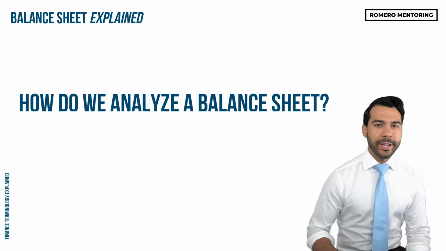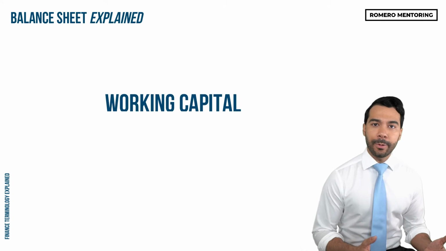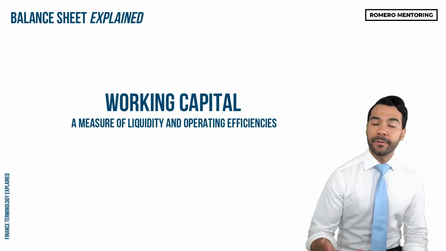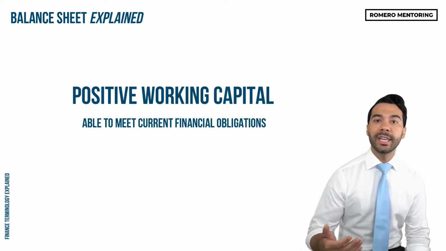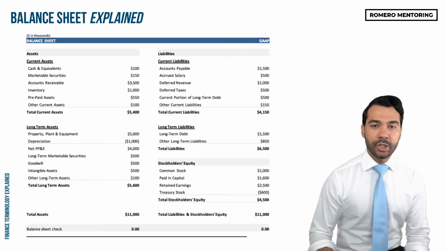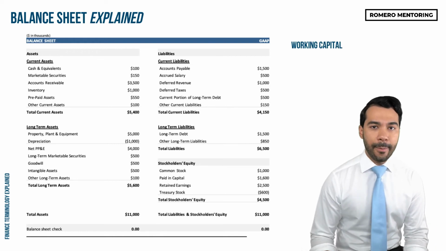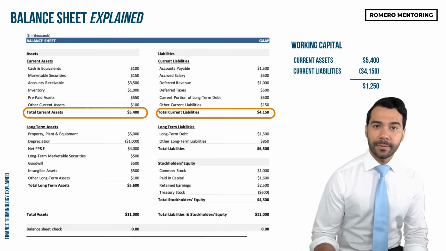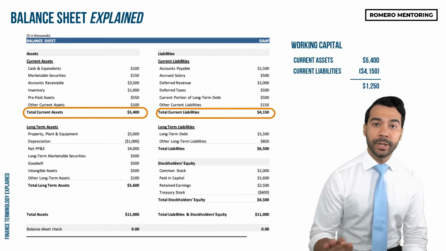So now, how do we analyze a balance sheet? We can simply look at working capital or net working capital, which is a measure of liquidity and operating efficiency. If a company's working capital is positive, then you know they can meet their current obligations on the liability side. So let's examine working capital a little more carefully. Simply, your working capital is your current assets minus your current liabilities, and if the number is positive, like in this example, the company can meet all of their obligations within a year.